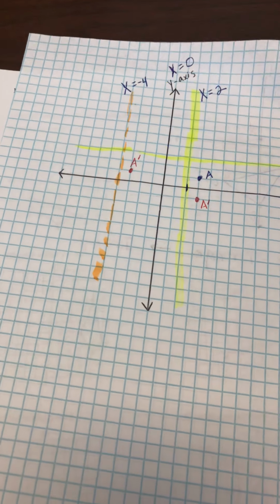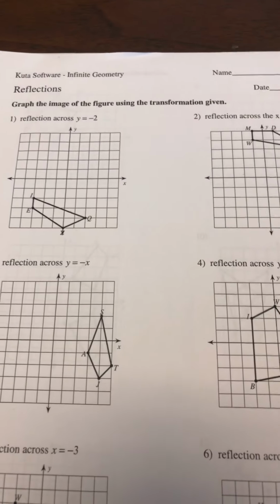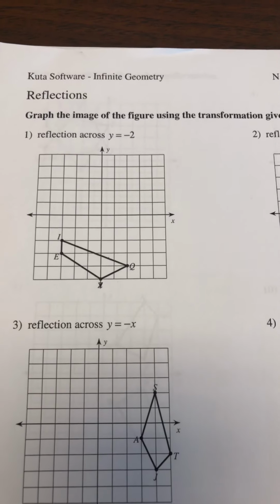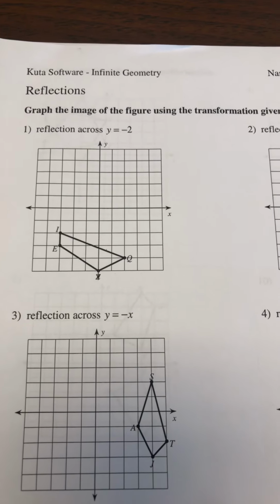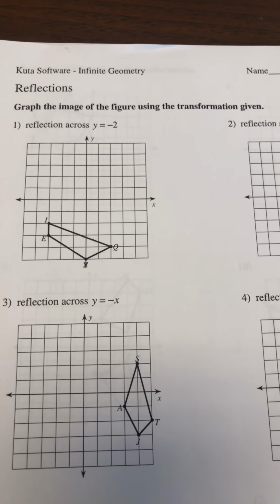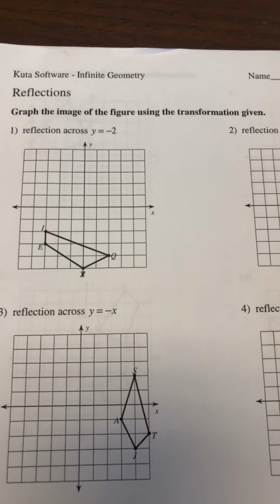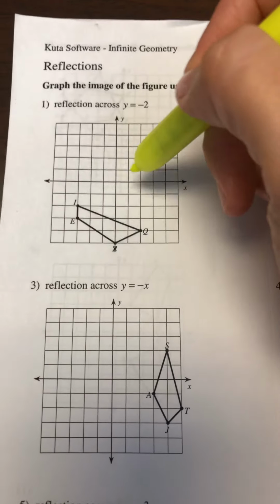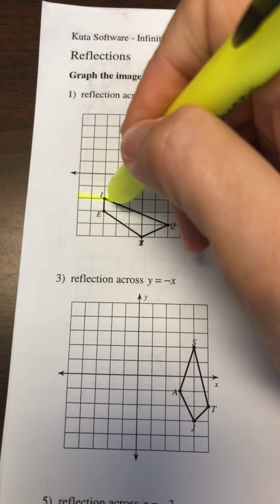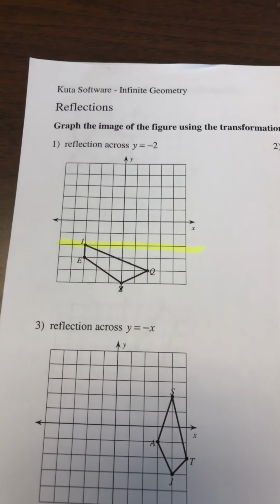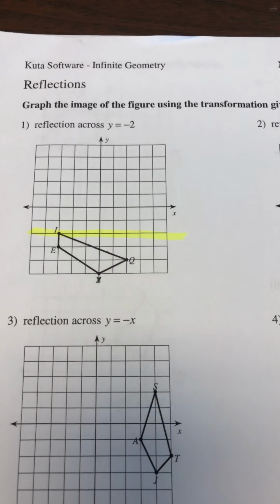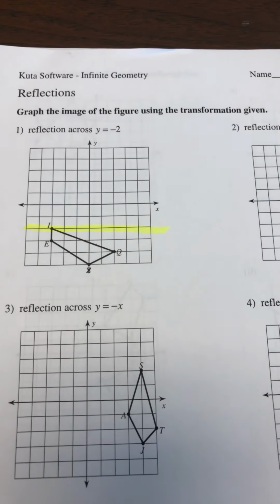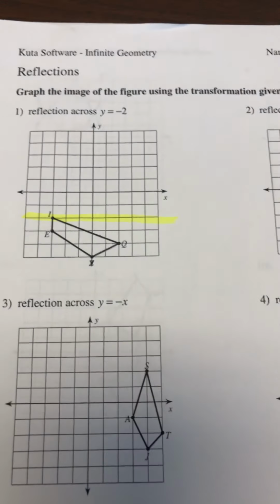Now, there is an attached worksheet for this, so I'm going to go over a couple of these examples with you. Okay, the first problem, we're going to reflect over the line y equals -2. Now, as I just mentioned, y equals -2 should be a horizontal line. So I'm going to come down to where y is -2, and I like to highlight my line of reflection. Everything in problem number 1 is going to be reflected over that horizontal line at y is -2.